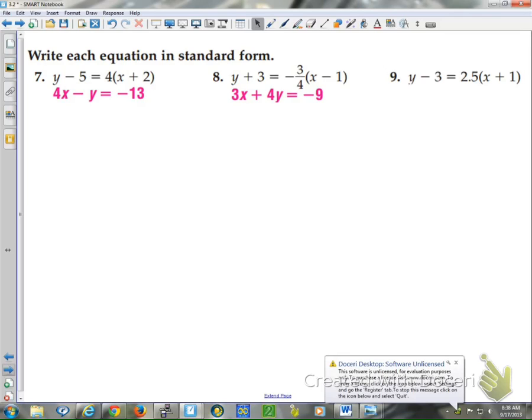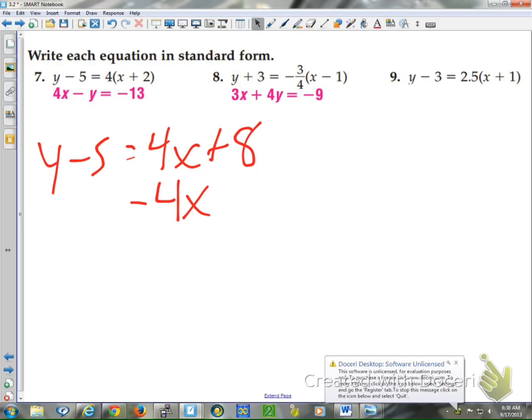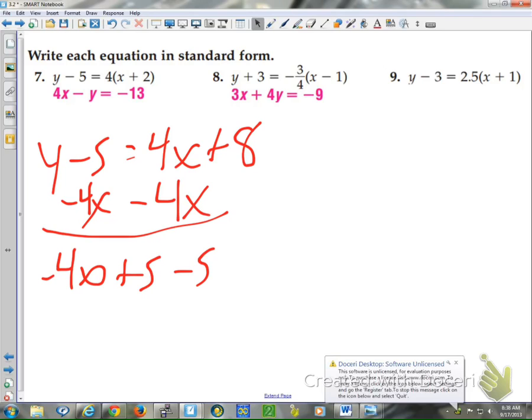So, let's look at number 7 and how they got that. First thing they had to do was distribute the 4. So they got y minus 5 equals 4x plus 8. Now they had to put the x's on one side and the y's on the other. Now some people, you know what, forget it. I'm just going to do it the way that everybody likes to put the x's and y's on the left. So that's what we're going to do. We're going to move the 4x over to the other side. So that'll be negative 4x plus y minus 5 equals 8.